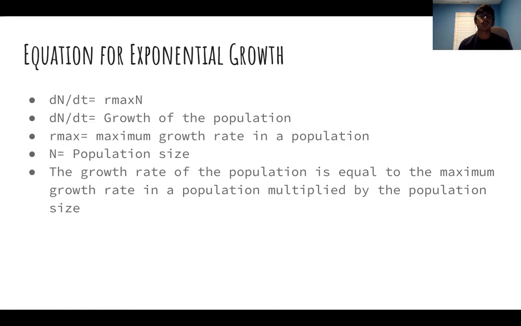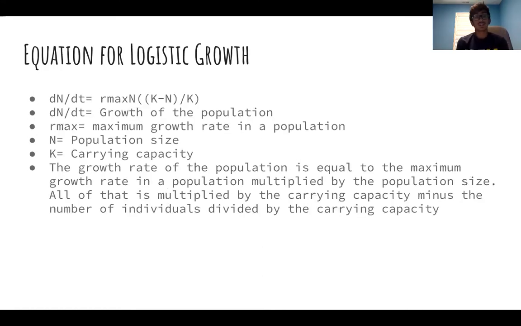So the growth rate of the population is equal to the maximum growth rate in a population multiplied by the population size. Now, finally, the equation for logistic growth is dN divided by dt, and that's equal to r max N multiplied by, in parentheses, K minus N divided by K. If you notice, the first part of that equation is the exact same as the equation for the exponential growth. So it's the same equation, it's just factoring in the carrying capacity that makes the logistic growth equation and graph different from the exponential growth equation and graph.